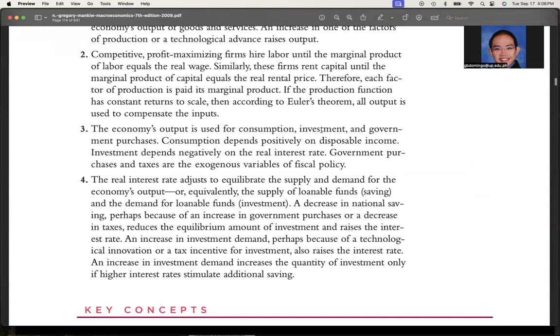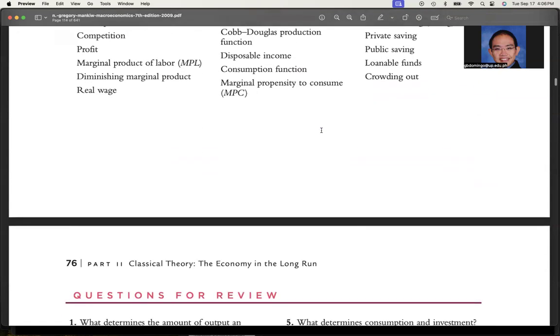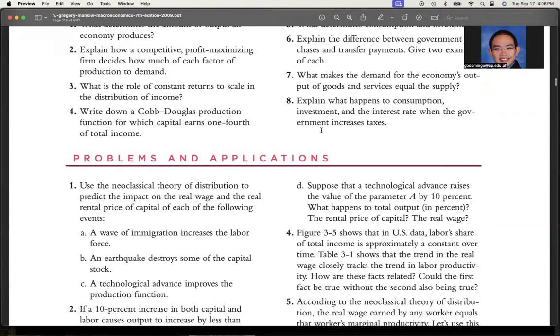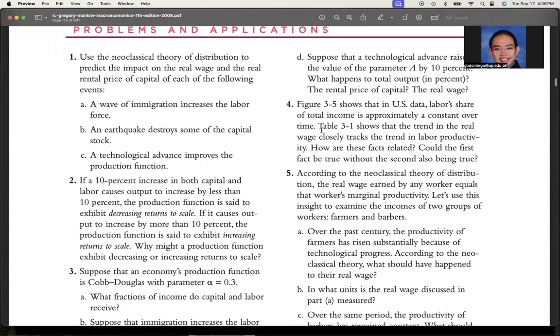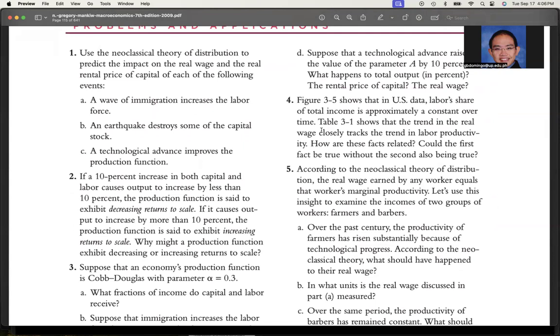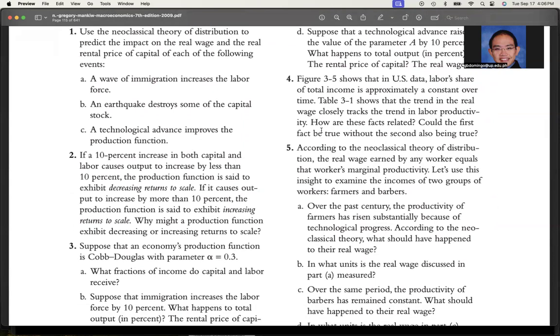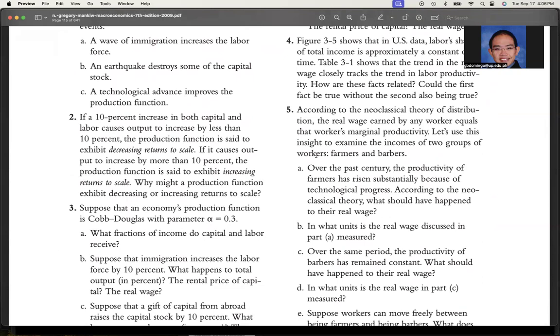All right, so let's talk about a few questions. And again, I invite you to answer a bunch of these questions, and we'll not completely answer any of the stuff. So let's go to a question on the neoclassical theory of distribution to make sure everyone gets it. According to the neoclassical theory of distribution, the real wage earned by any worker equals that worker's marginal productivity. So let's use this insight to examine the incomes of two groups, farmers and barbers.